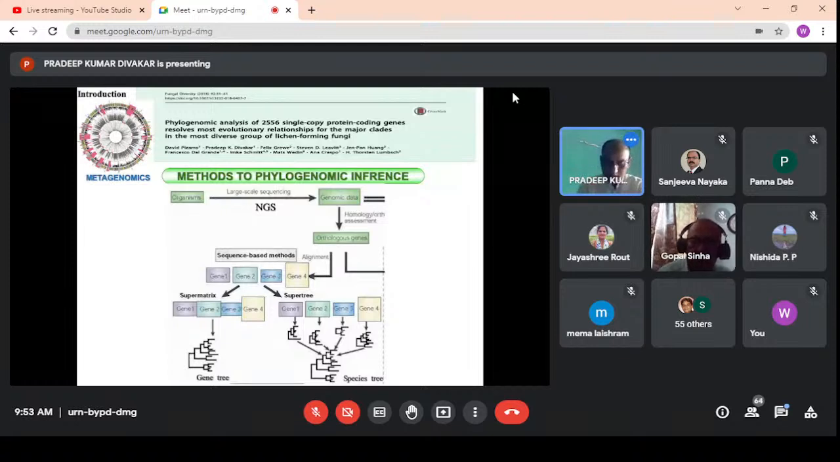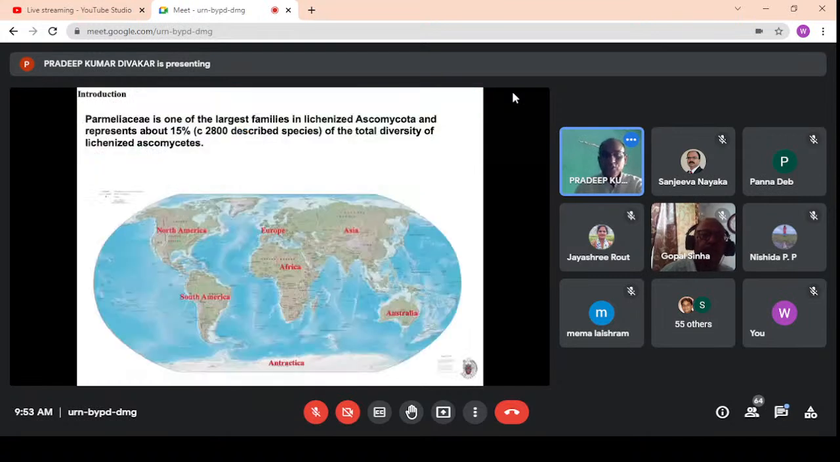Phylogeny can be based on morphological, chemical, biochemical, or anatomical data, but I will concentrate only on the phylogenetic tree based on molecular characters, that is, molecular phylogeny. So for today I will select a model system, the Parmeliaceae.